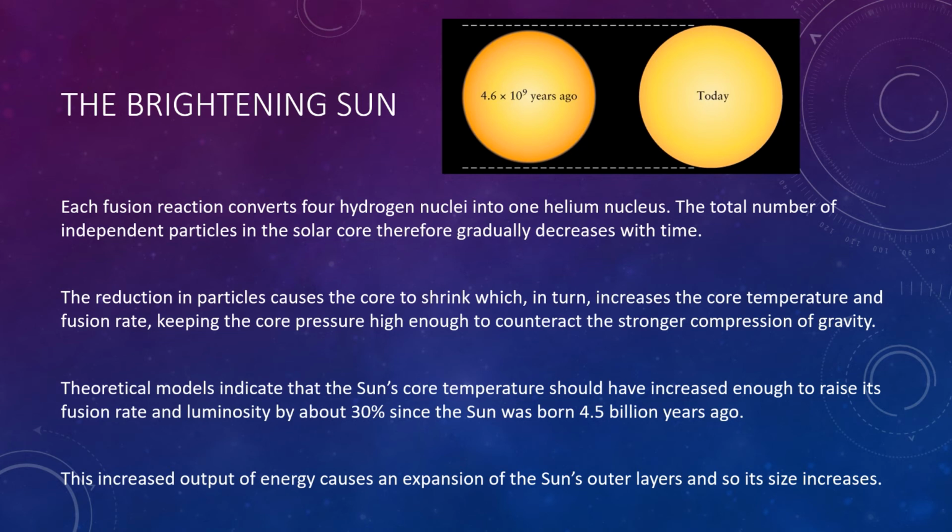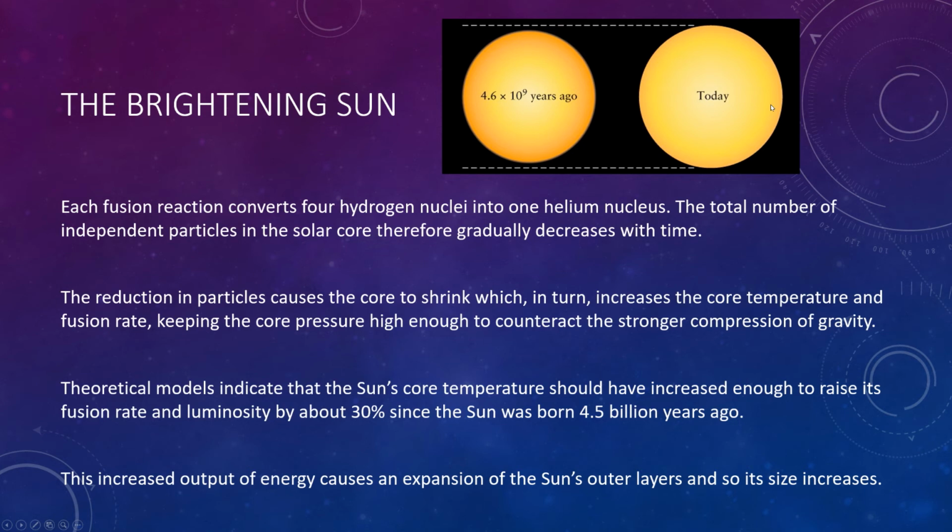Therefore, models indicate that the sun's core temperature should have increased enough to raise its fusion rate and luminosity by about 30% since the sun was born 4.5 billion years ago. This increased output of energy causes an expansion of the sun's outer layers, and so its size has also been gradually increasing. So you can kind of see that in the image at the top. The sun today is a little bit bigger than it was when it was formed, and it's a little bit brighter.